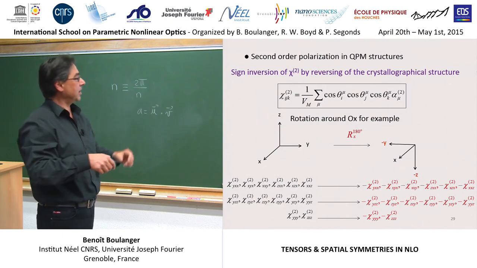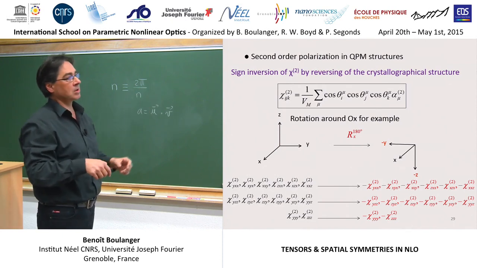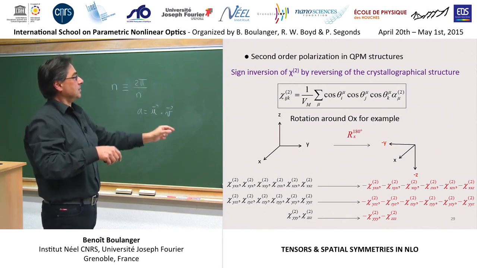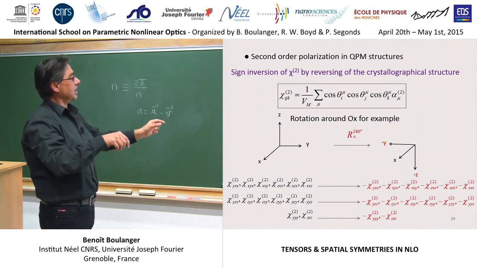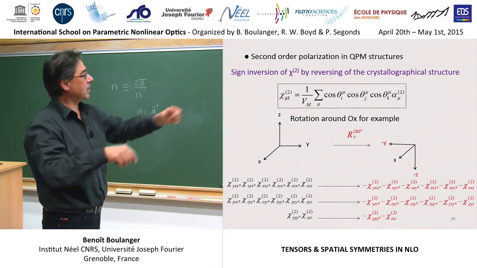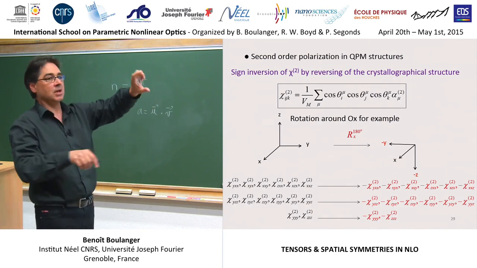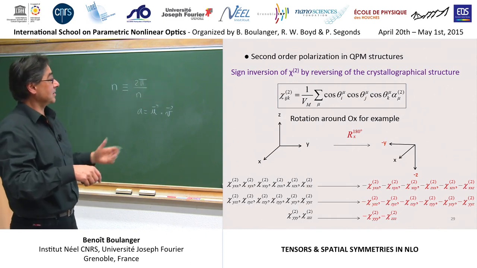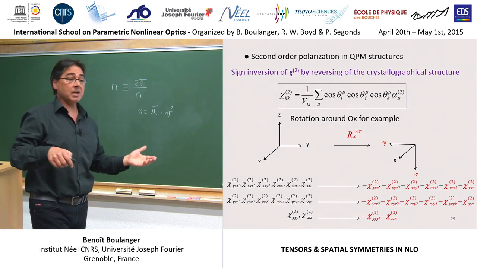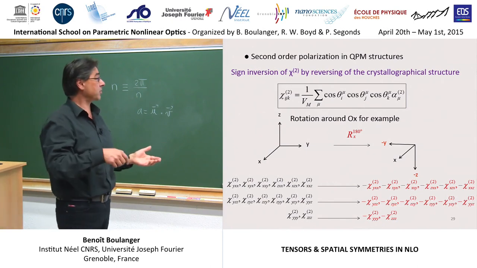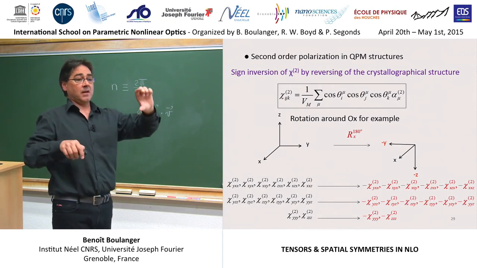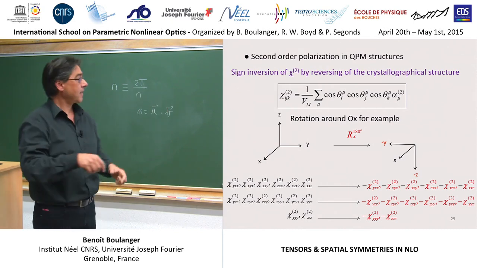And here, imagine we take the case of lithium niobate, for example. When we want to tilt the domains, in fact, there is a rotation around the x-axis. So it means that a piece of the crystal is oriented like this, and the following piece is oriented like this. You have tilted the crystal around the x-axis. And you apply Neumann's principle.